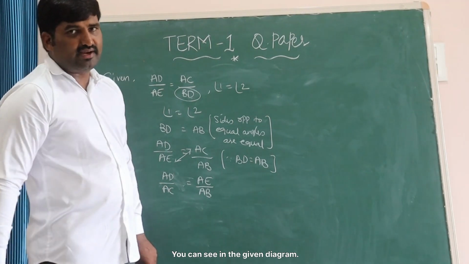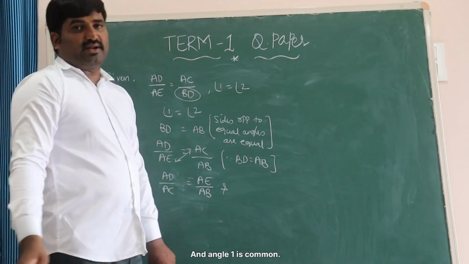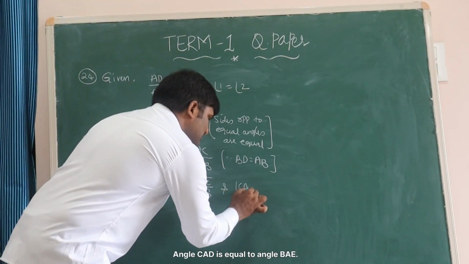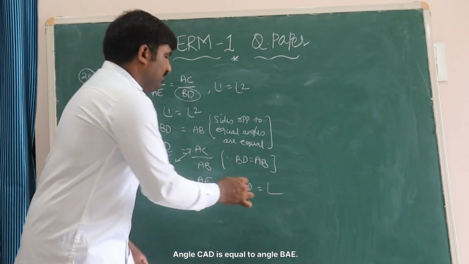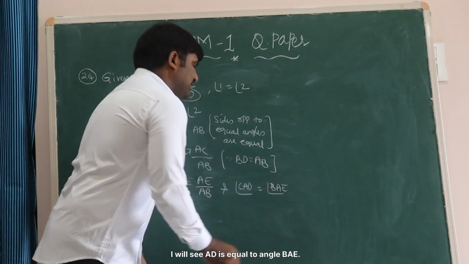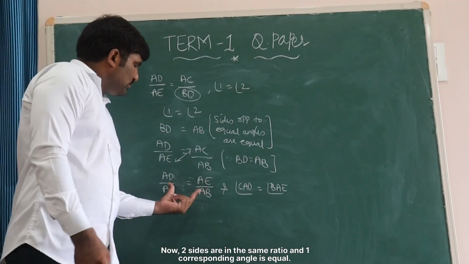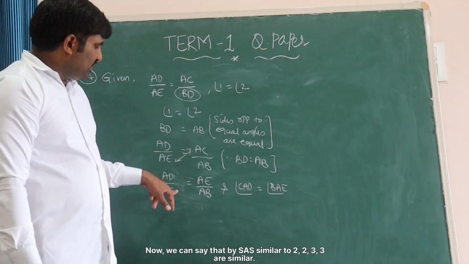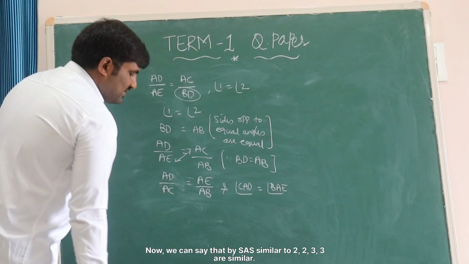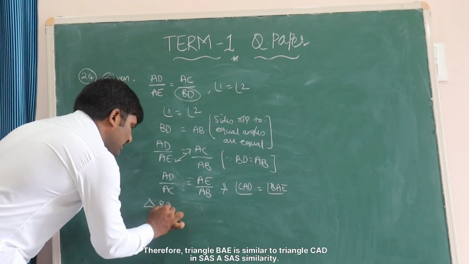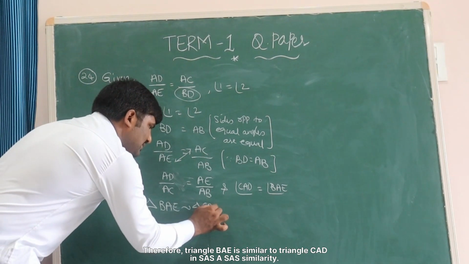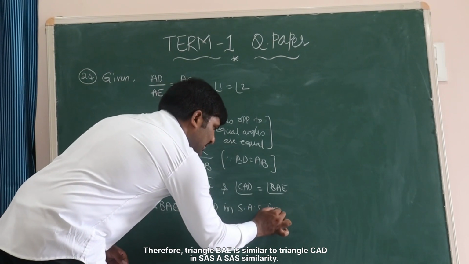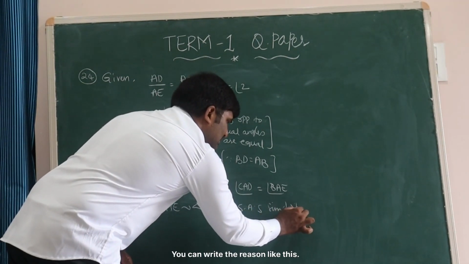You can see in the given diagram, and angle 1 is common. What is angle 1? Angle CAD is equal to angle BAE. Now two sides are in the same ratio and one corresponding angle is equal. Now we can say that by SAS similarity, two triangles are similar. Therefore, triangle BAE is similar to triangle CAD by SAS similarity. You can write the reason like this.